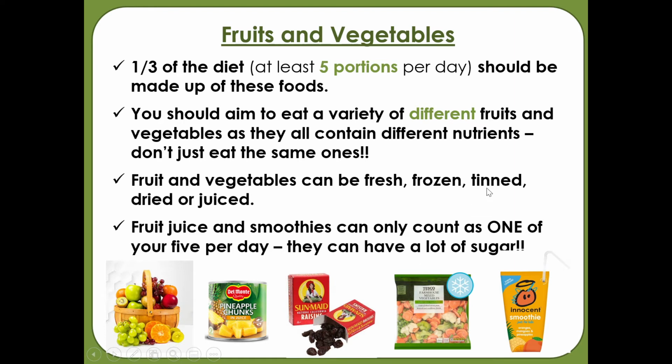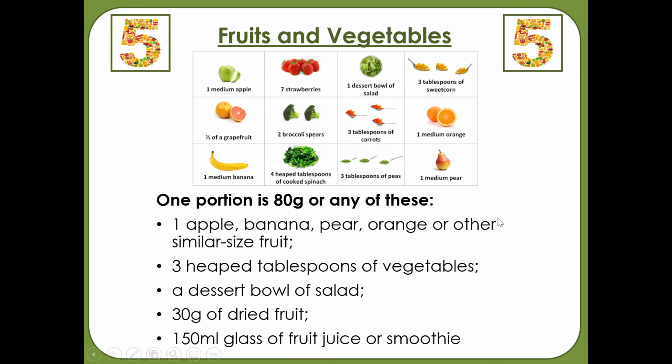Okay. If you are going with tinned, you have to be careful because they can end up in, this one's fine, this one's in fruit juice, but sometimes they can end up in syrup, which again adds extra sugar to your diet. In terms of what makes a portion, okay, so one portion is 80 grams, or any of these. So, for example, one apple, one banana, one orange.